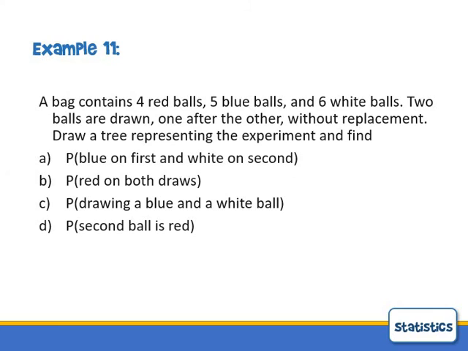Okay, now our last example, our big example of using this. We're going to do one ourselves here. So we have a bag with these colored balls, and we're going to pull 2 of them out without replacement. So we've done an example like this before, but you see I'm going to ask these 4 different ones. It's going to be nice to have the tree to refer back to. So a bag contains 4 red balls, 5 blue balls, and 6 white balls. 2 balls are drawn, one after the other, without replacement. Draw a tree representing the experiment, and then find all these different probabilities.